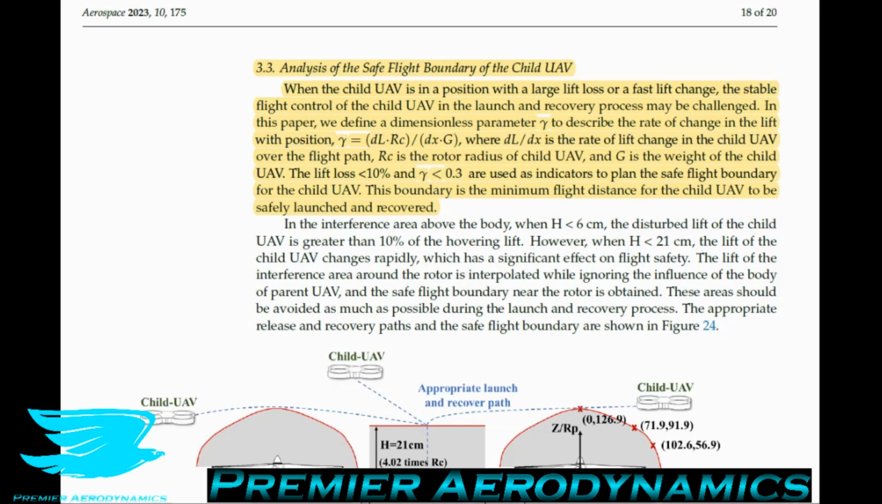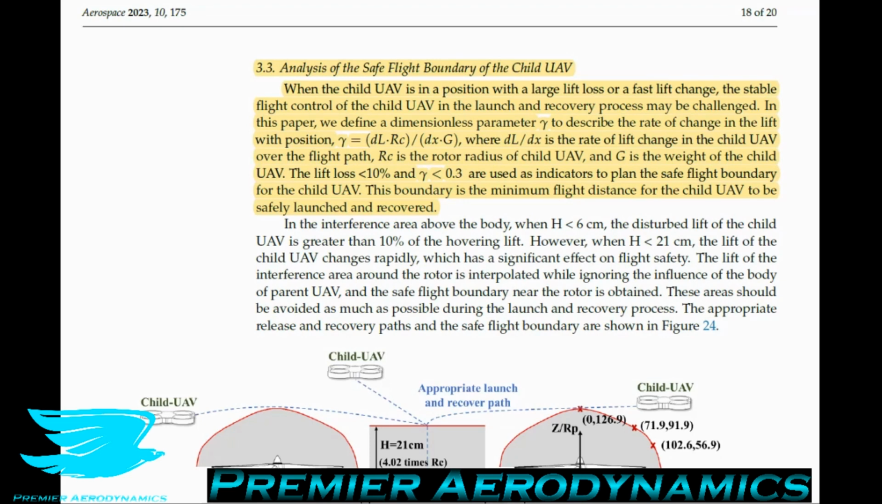When the child UAV is in a position with a large lift loss or a fast changing lift, the stable flight control of the child UAV in the launch and recovery process may be challenged, so it may be compromised. In other words, when the lift is changing dramatically, your stability is compromised and you may fall out of the sky. In this paper, they defined a dimensionless parameter gamma to describe the rate of change in the lift position. This is based on the change in lift with changing distance, so the derivative of that, and then the rotor radius of the child UAV and the weight of the child UAV.